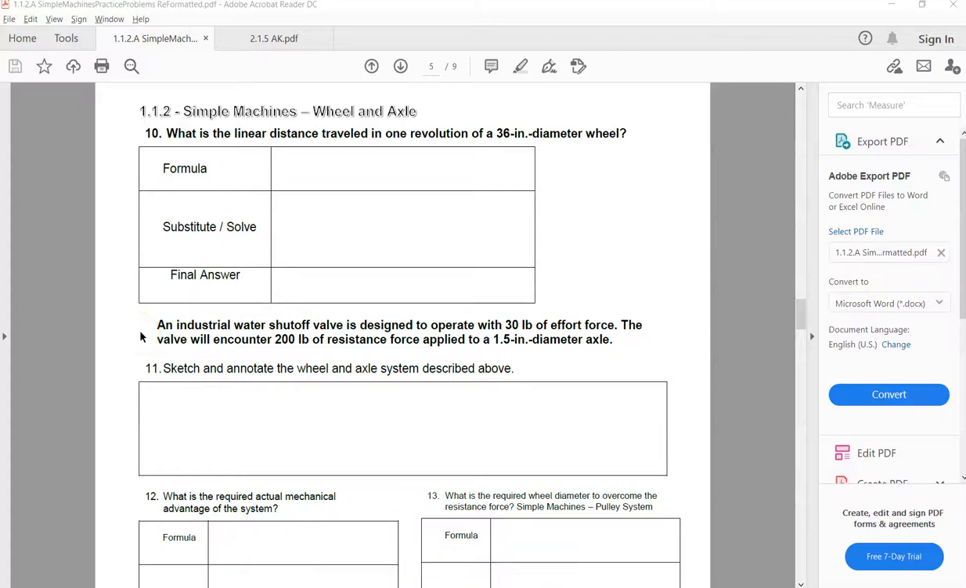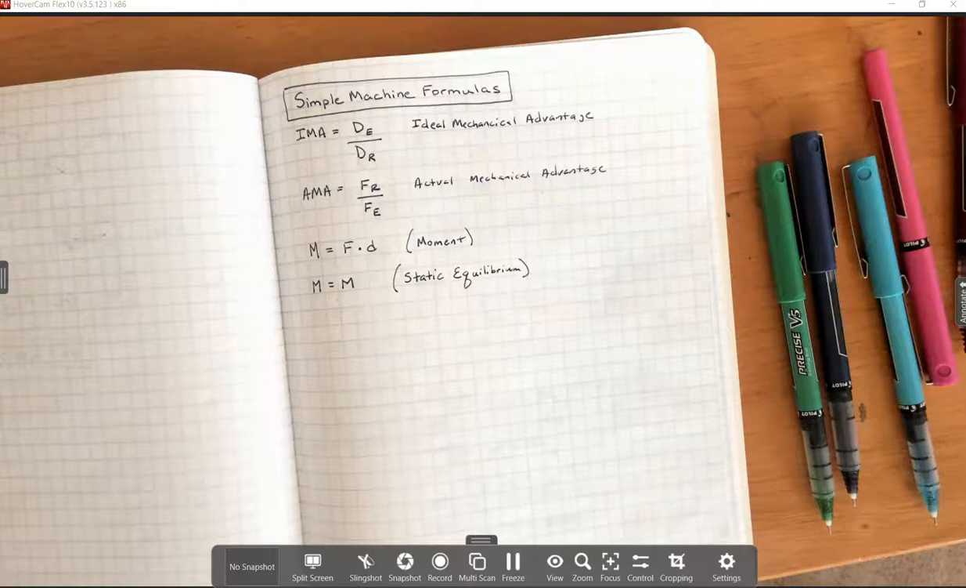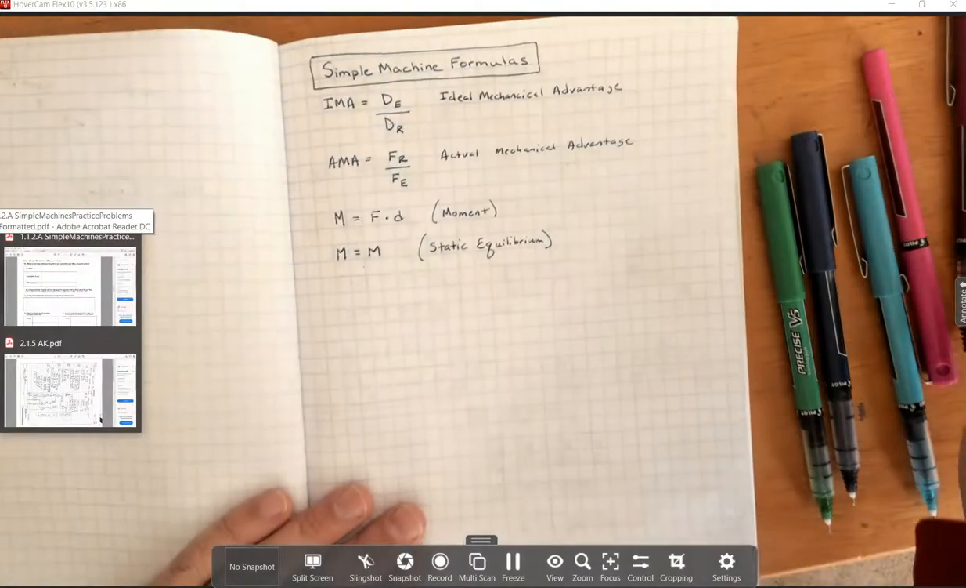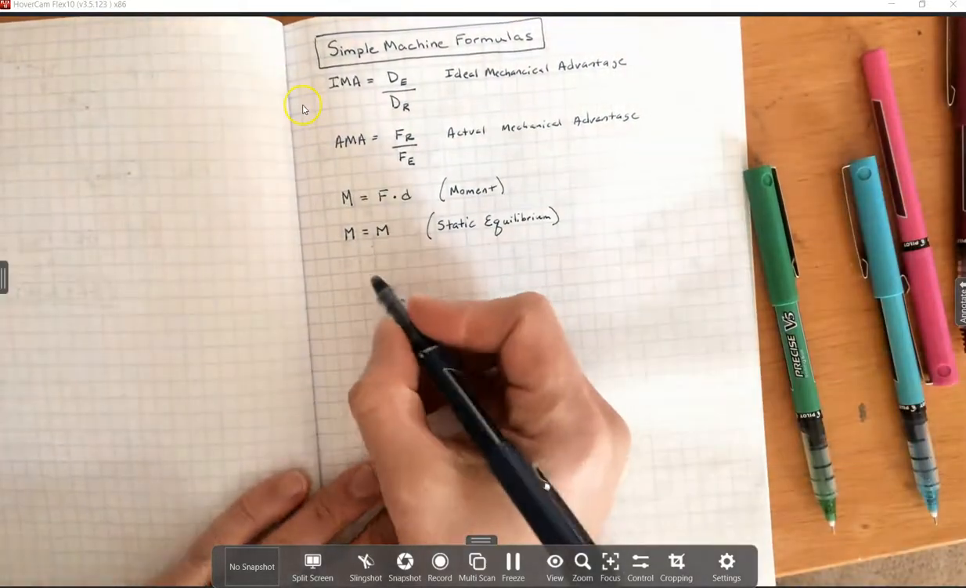Alright, welcome back to look at the wheel and axle simple machine problems. Before we jump into these problems, we're going to jump back to our formula page where we're listing our formulas. This first question though, note that it asked what's the linear distance traveled in one revolution of a wheel. Well, the distance around the outside of a wheel is kind of our next formula. And so we'll list that here.